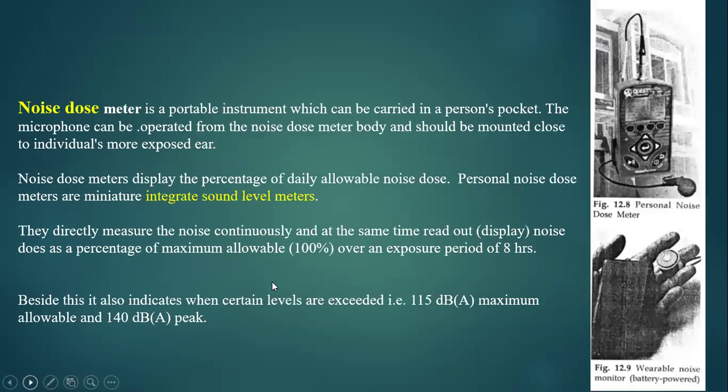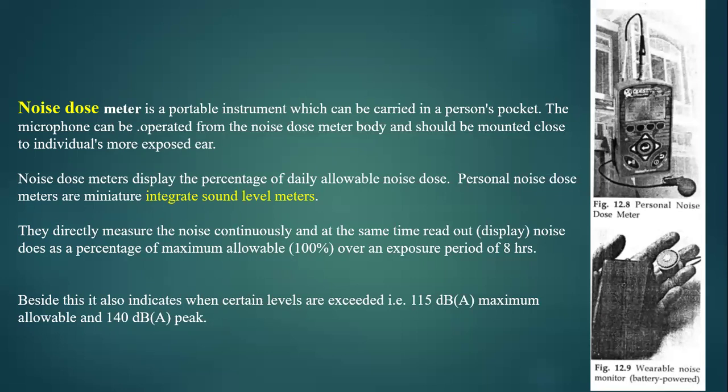One is the noise dose meter. These are the various meters with which we can measure the noise. A noise dose meter is a portable instrument which can be carried in a person's pocket. A microphone can be operated from the noise dose meter body and should be mounted close to the individual's more exposed ear. So the dose meter will collect the noise levels he is exposed to. Like we have multi-gas detectors or multi-gas meters, where we can measure the noise levels or the chemical exposure.